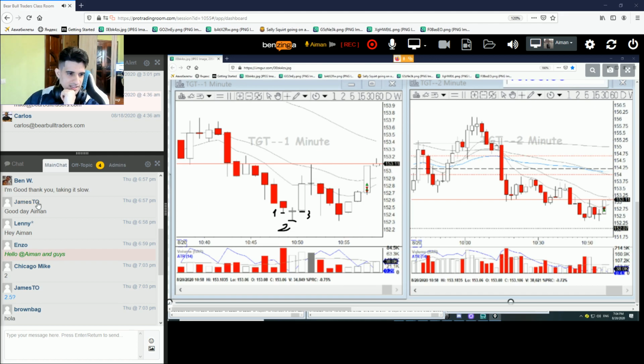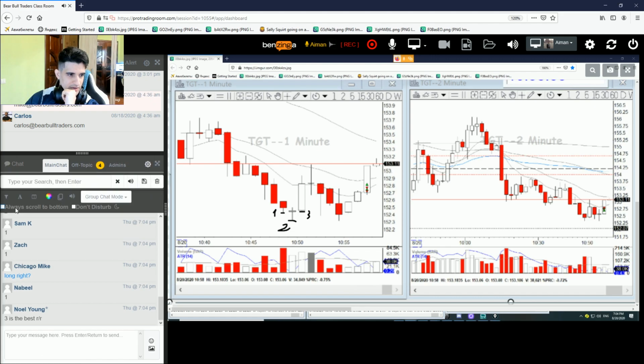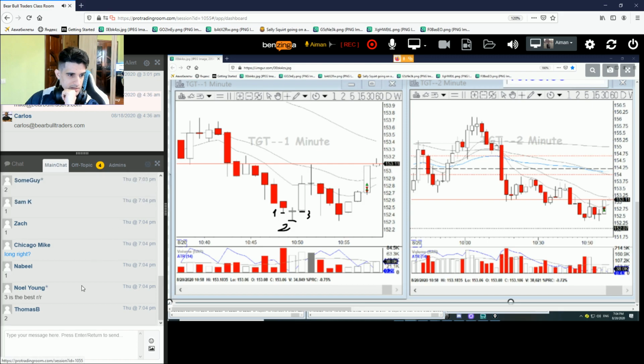Wait, actually the chat room is not being scrolled automatically. 2, 1, 1. Let me actually fix the chat room. Why isn't it being scrolled down? Now it will always be scrolled down.